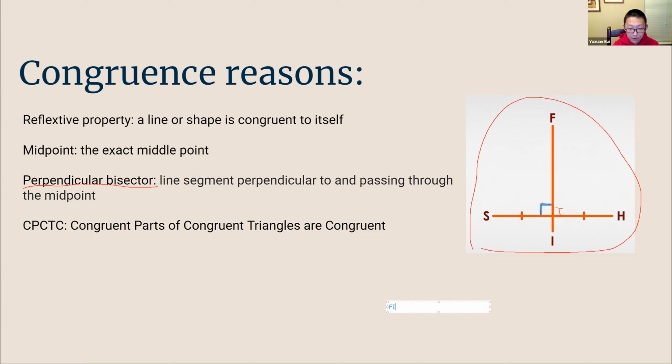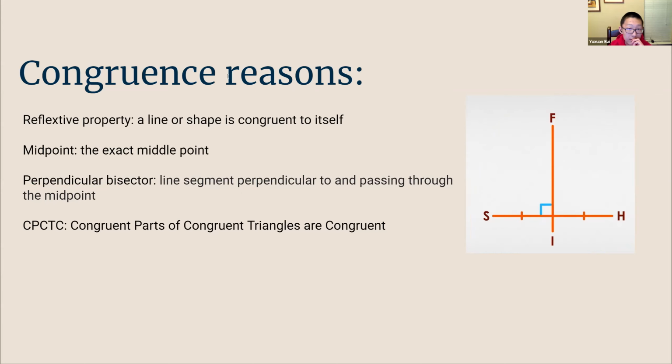FI is the perpendicular bisector of SH. Note that the second part of a perpendicular bisector, the line segment that is being bisected, must be a line segment. It can't be a line because a line is infinite. All right.